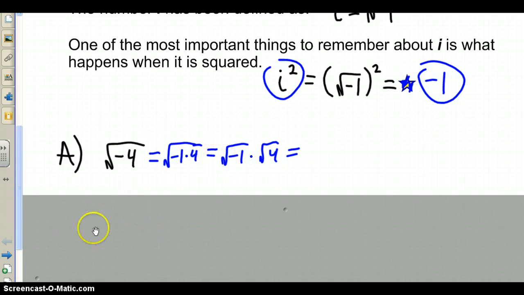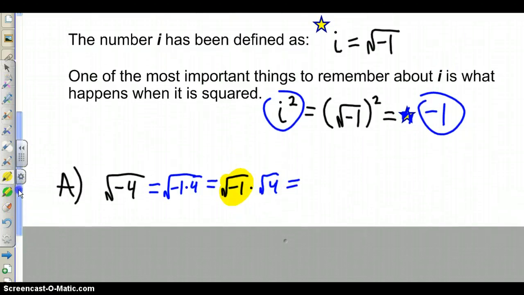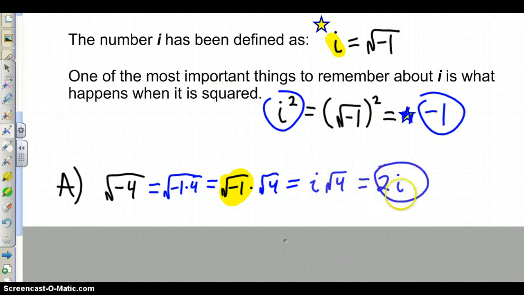And so one of the things we just learned was that the square root of -1 is really i. So this is really i times the square root of 4. I'm doing it slowly on purpose so you can see every step. And that's really going to be 2i, because the square root of 4 is 2. Just like 2x, you would never say x times 2. You wouldn't say i times 2. A self-respecting mathematician is going to say 2i.